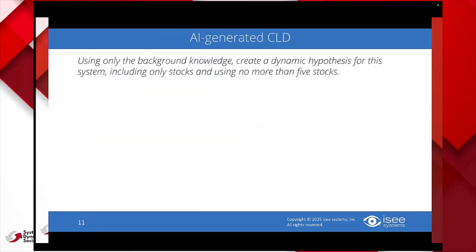So I did this using only the background knowledge, which is just that link to the article and the problem statement, of course. Create a dynamic hypothesis for the system, including only stocks and using no more than 5 stocks, because I want a dynamic hypothesis and that should just be stocks. And 5 is actually a big number for a dynamic hypothesis. In any case, it gave me 4.